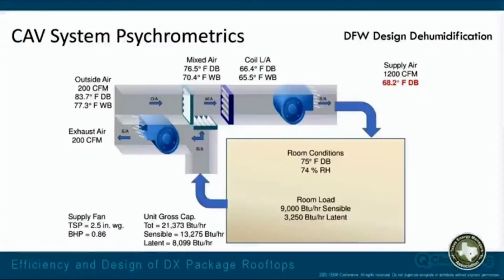But I wanted to look at a part load condition as well. So I looked at the same DFW chart from my ASHRAE book, but now instead of using the 101 degrees, I used 83 degrees dry bulb with 77.3 wet bulb, which is the design dehumidification day for the DFW area.